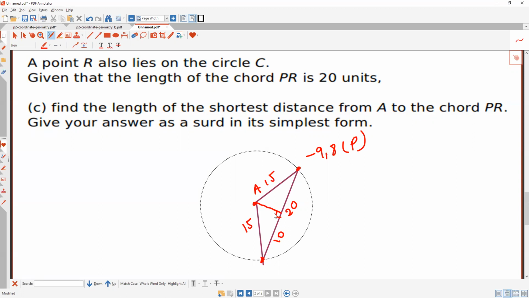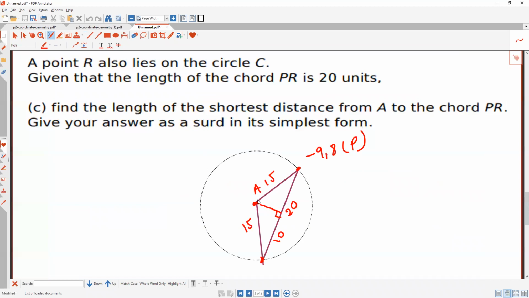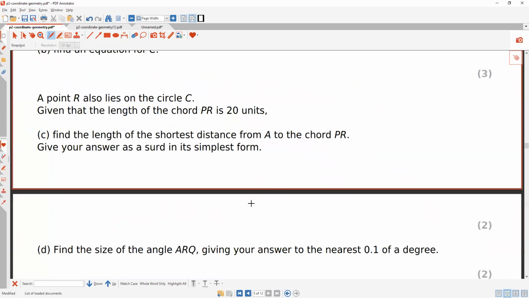Everyone understood? Do it and I'll compare the answer, pausing the recording. So yeah, guys, as I said, use the Pythagoras theorem, find this. Yeah, 5 root 5 is the answer. Okay. Anybody has any other doubts?